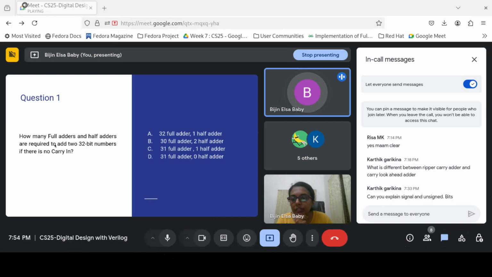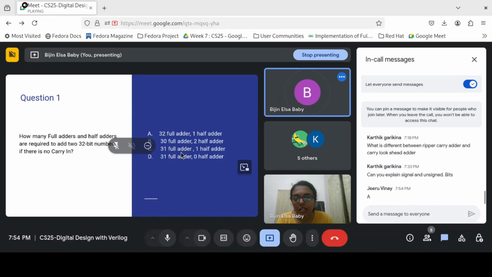How many full adders and half adders are required to add two 32-bit numbers if there is no carry in? You can put your answers in the chat box. Options: 32 full adders, 1 half adder; 30 full adders, 2 half adders; 31 full adders, 1 half adder; 31 full adders, 0 half adders.